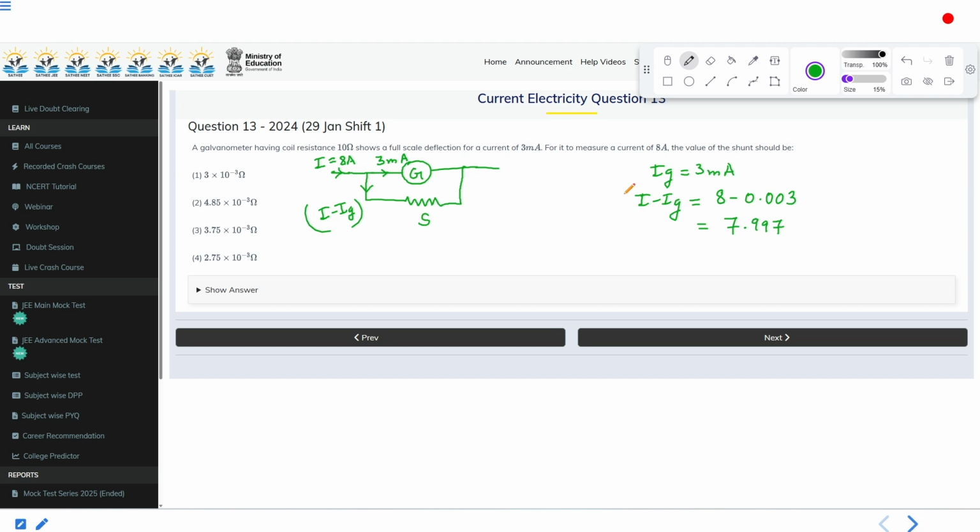Now we have to find the value of the shunt, and the resistance of the galvanometer is also given. G is equal to 10 ohm. Now we can say the potential difference across this galvanometer and this shunt resistance is the same. So we can write Ig into G will be equal to I minus Ig into S. So we have to find this S. Ig is given as 3 milliampere, so we can write it as 3 into 10 to the power minus 3.